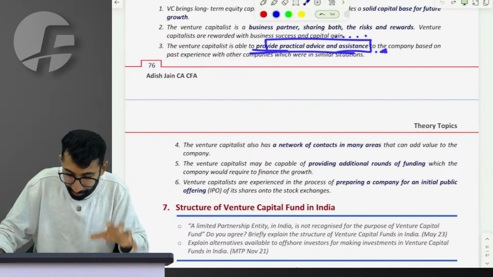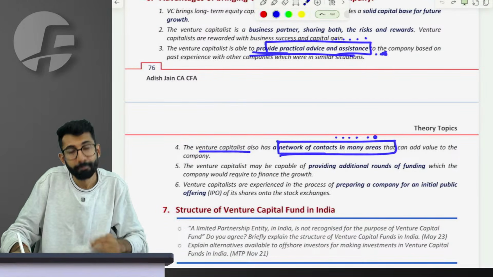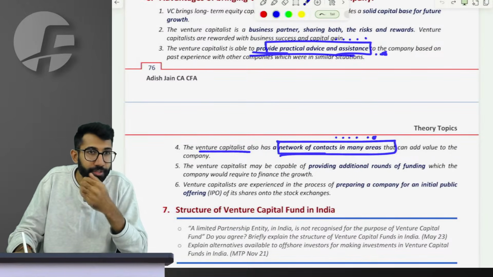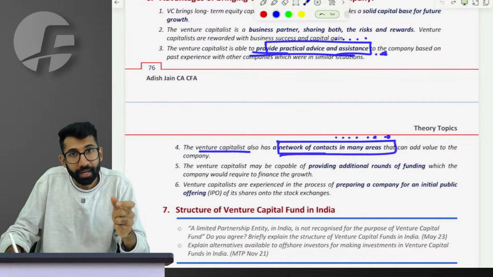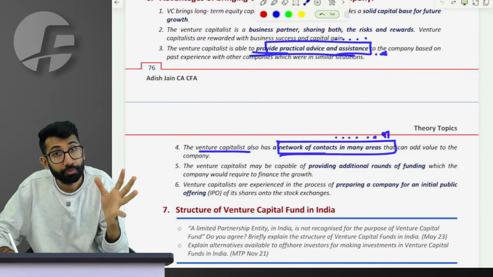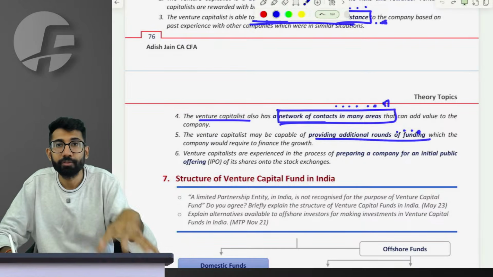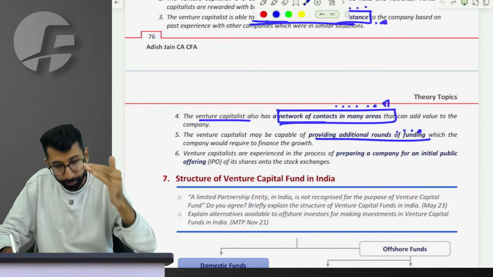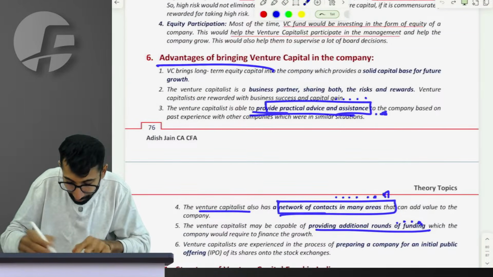Next, venture capital has a network of contacts in many areas, right? Me as a VC, I already have contacts from investing in different companies, their vendors and so on. So when that is the case, I can help a particular company in anything, because I have those networks which can help you, sir. Then they provide additional rounds of funding. It is not a one-time investment that I've made. Later on, after a year, if you need more money, you can raise more money through a further round. That is the facility available with venture capitalists. That is an advantage the company has.